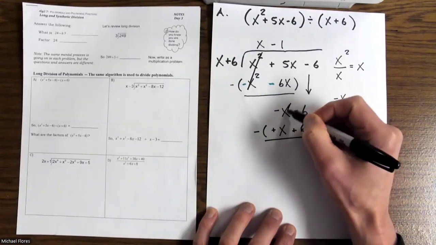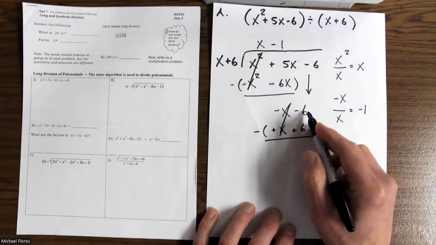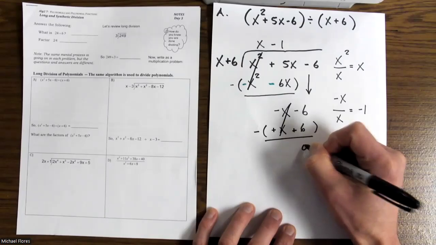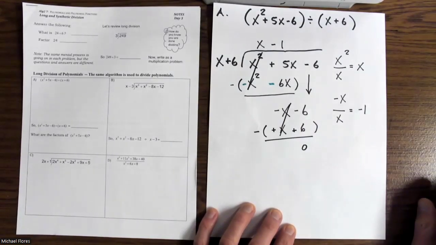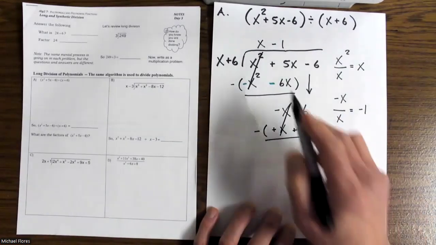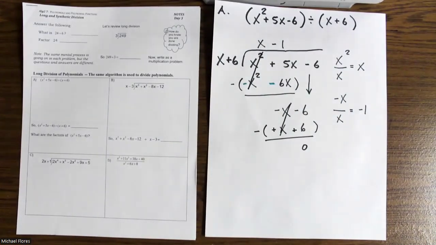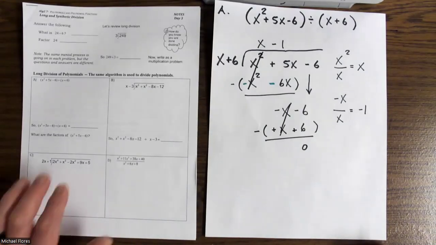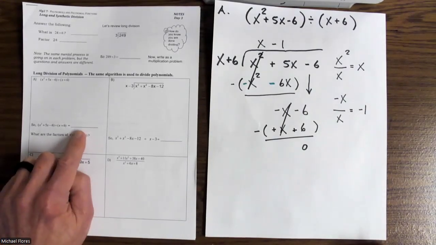Negative x plus x, those cancel. Negative 6 plus 6 is 0. We do not have a remainder. There's nothing remaining in this problem. We are finished. So our final answer is x minus 1. Now, I guess you could write that here if you wanted to. That is our answer, x minus 1.